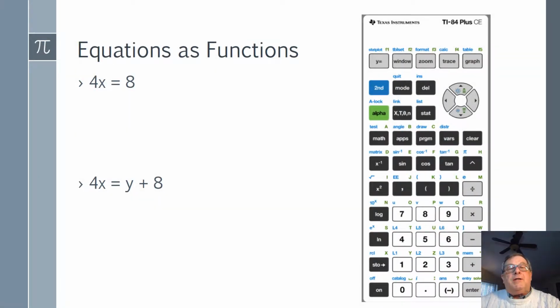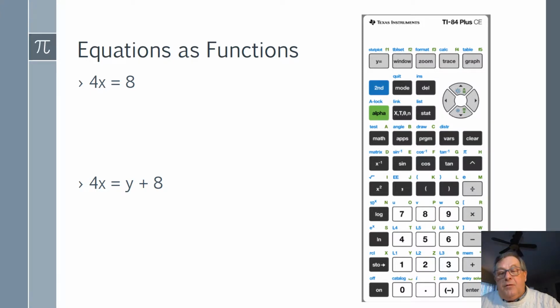Well, now we're going to look at equations as functions. And the instructions in your book said to make a table and then draw a graph. We're going to draw a graph on a calculator and then make a table, or then show you where you can find the table. And I've got a screenshot here on the right of a TI-84 calculator.